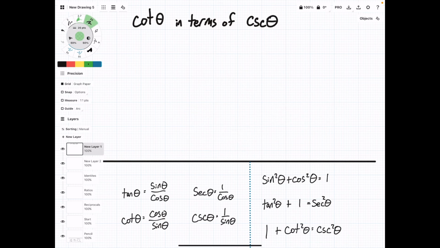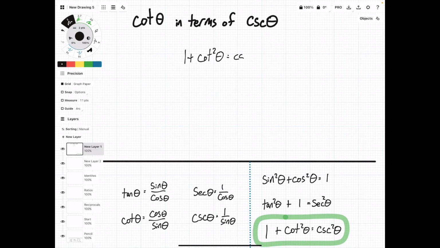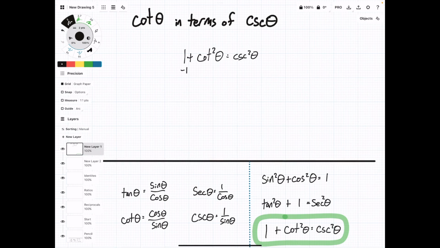To write cotangent theta in terms of cosecant theta, we have an identity here with all of the good parts that we need. So let's see what we can do with it. Cosecant squared theta. And so now let's solve for cotangent theta. We're going to subtract the 1 from both sides. Cotangent squared theta equals cosecant squared theta minus 1. Square root of both sides. Cotangent theta equals plus or minus square root of cosecant squared theta minus 1.